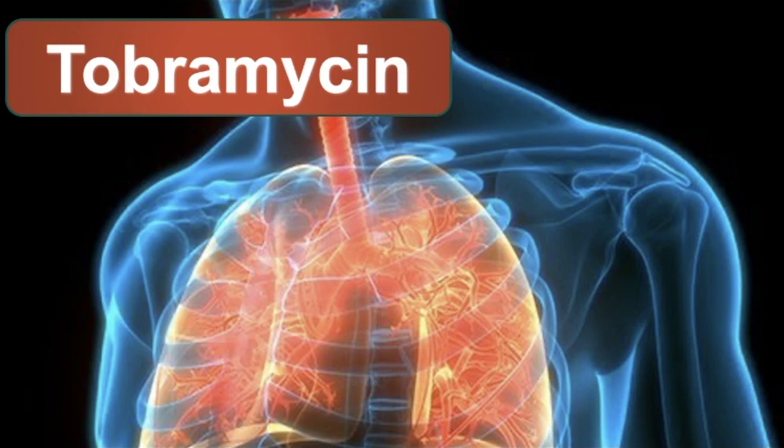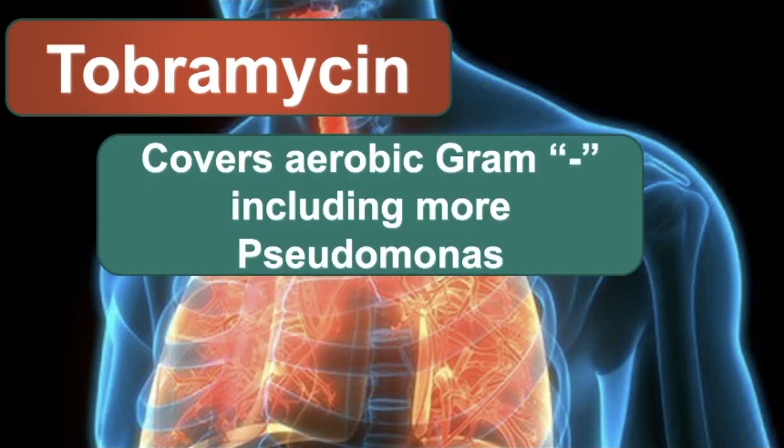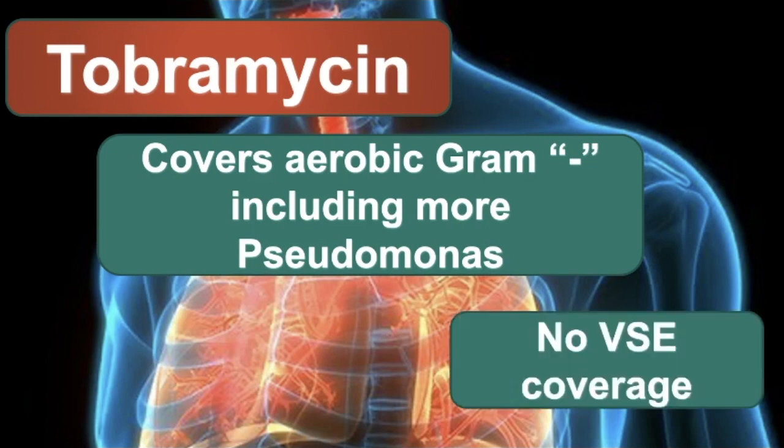So Tobramycin can be given IV. It could also be given in an inhaled form. And so a lot of cystic fibrosis patients get the inhaled Tobramycin. So this is going to cover aerobic gram-negative bacteria, and it covers more Pseudomonas than gentamicin. And this does not give you any coverage against vancomycin-sensitive enterococci.